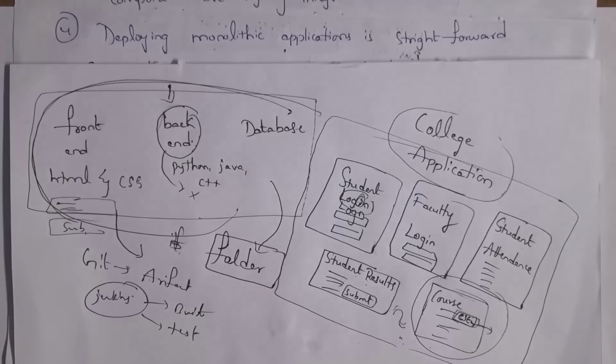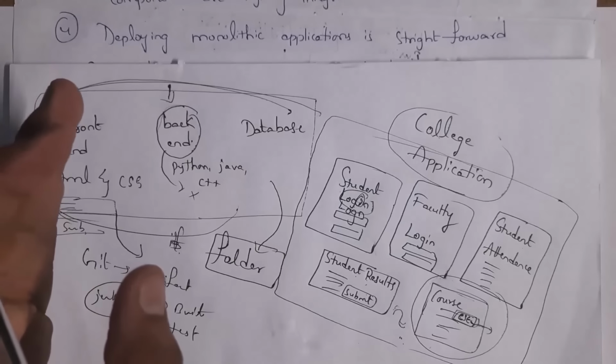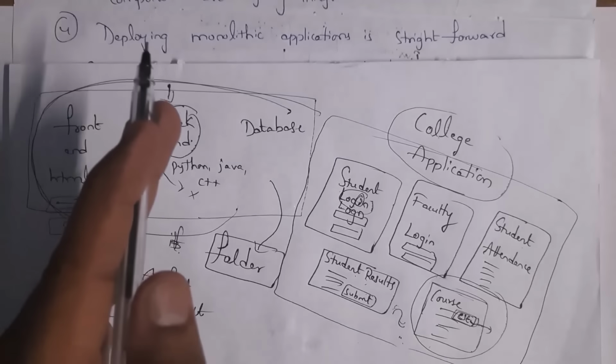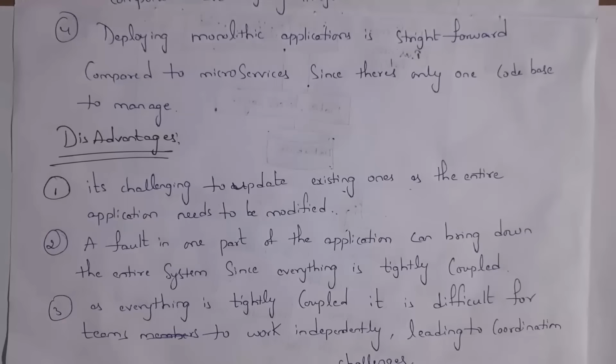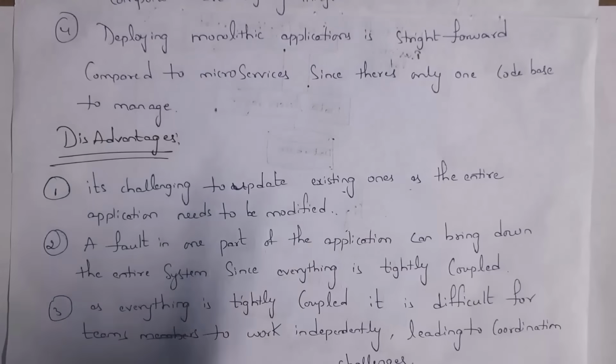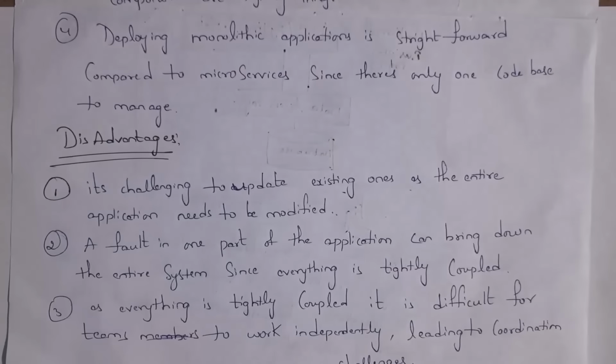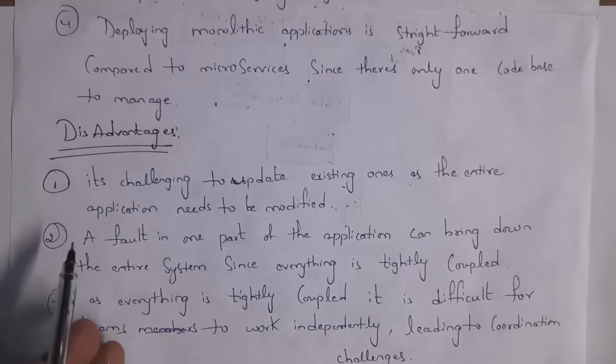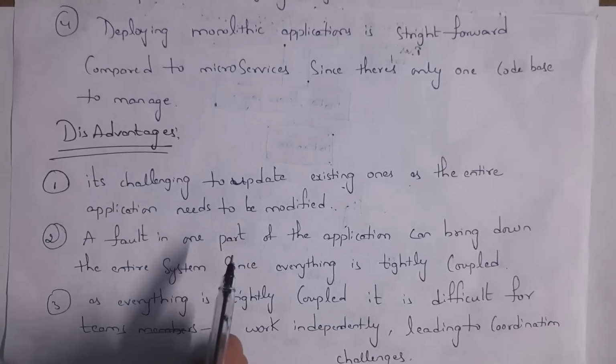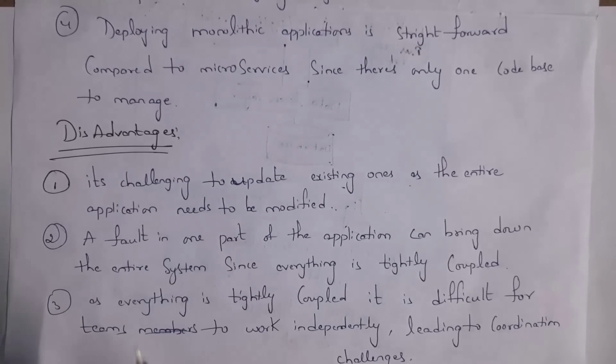I cannot perform build and test operations only for this front end. So I need to perform build and test operations for all these components. So it is challenging to update existing ones as the entire application needs to be modified. And the second one is, a fault in one part of the application can bring down the entire system since everything is tightly coupled. As I already said before, if there is a fault in one layer, it will automatically affect the remaining layers.